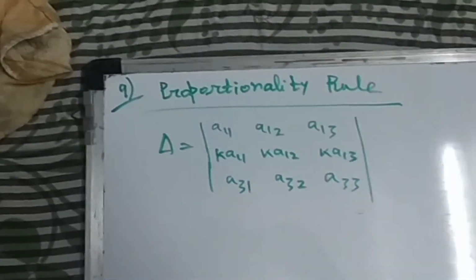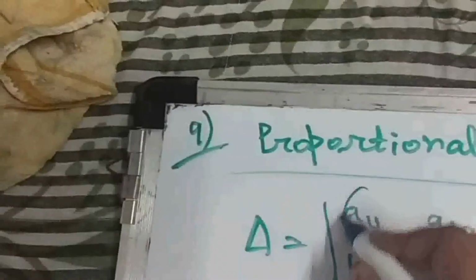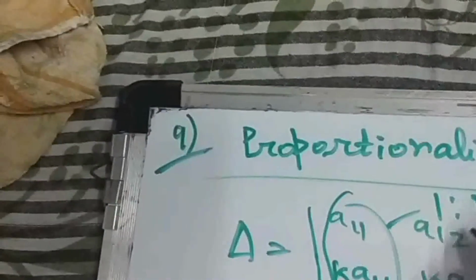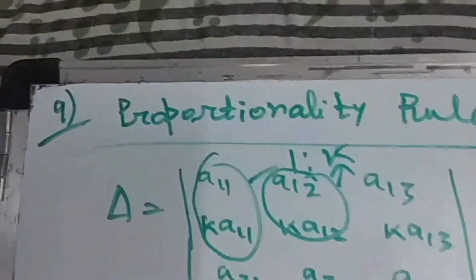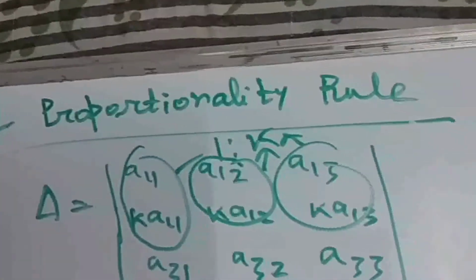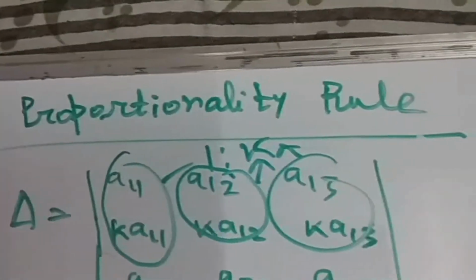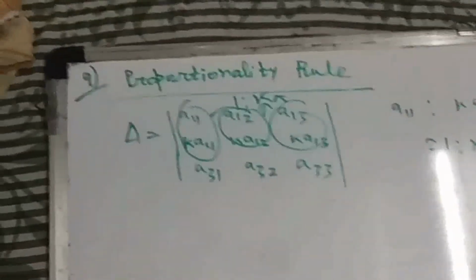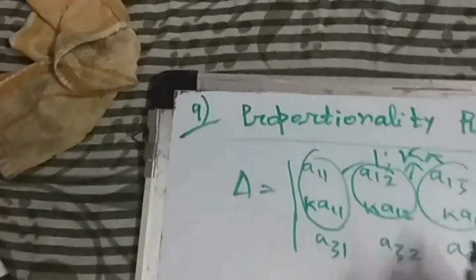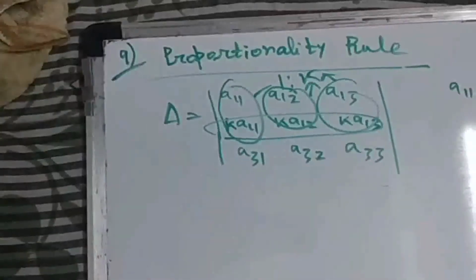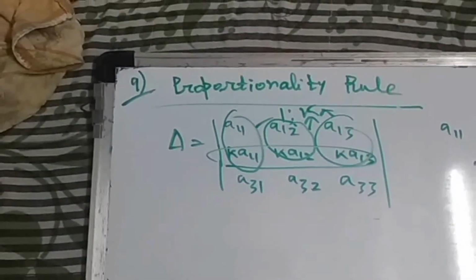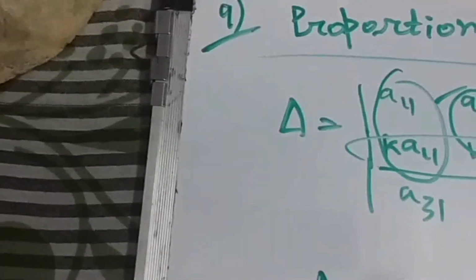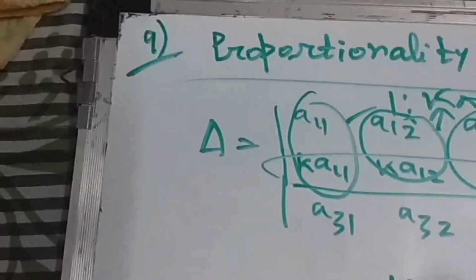Okay, yes or no? These two elements' ratio will be 1 is to k. These two elements' ratio will be 1 is to k. Same thing here also, 1 is to k, because you look, 1 1 ratio k 1 1, that is 1 is to k. So proportionality rule here, how you can solve, you can take k common from the second row. After taking k common from the second row, the first row and second row will be same. So it will be like k into a11, a12, a13.